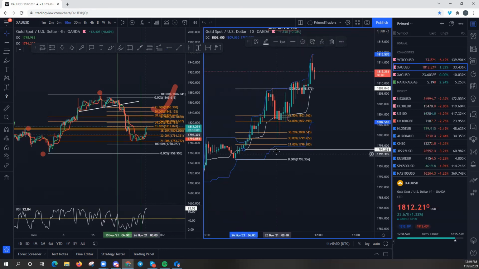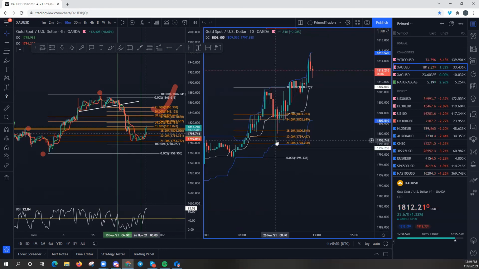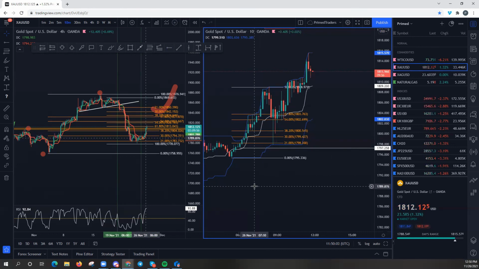Let's say you get stopped out and the price starts going up. I would re-enter straight away and then put my SL back there again. If I get stopped out again and it starts going back up again, I'll do it again. Because I'm not looking for a pretty track record. I'm just looking to make money, that's what I'm looking for.